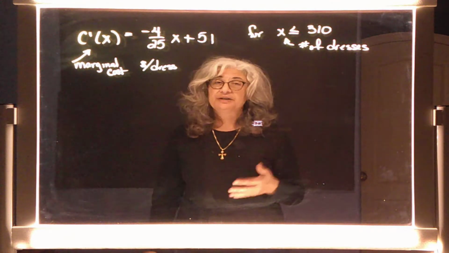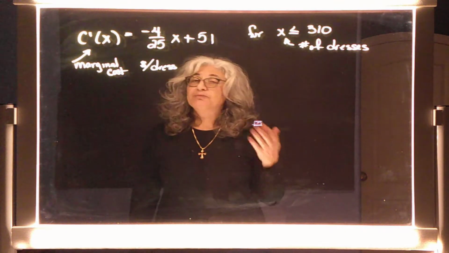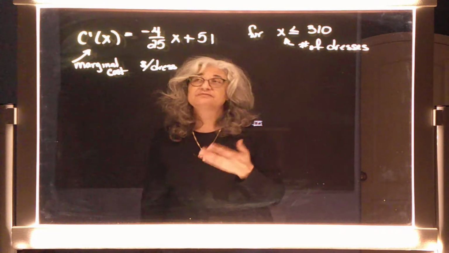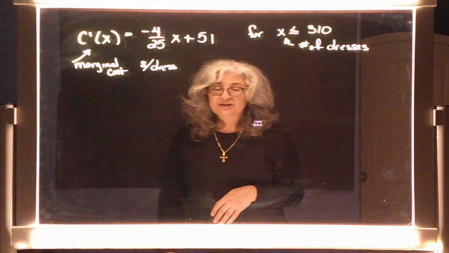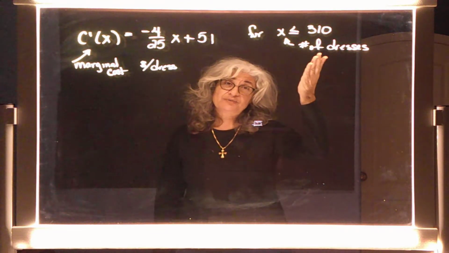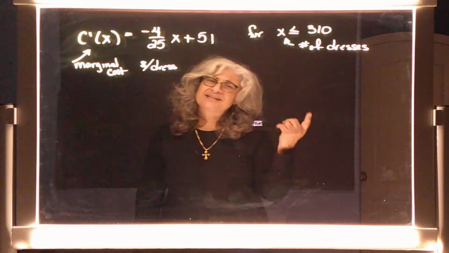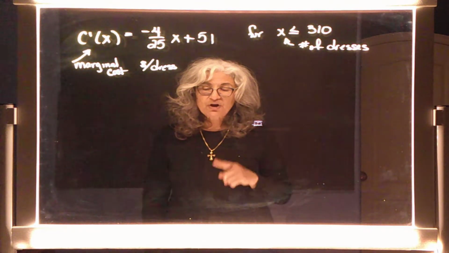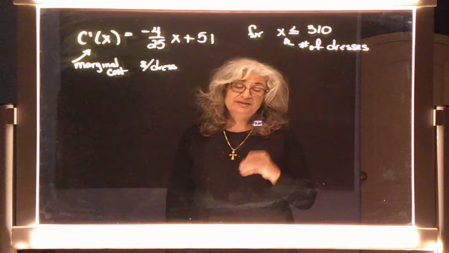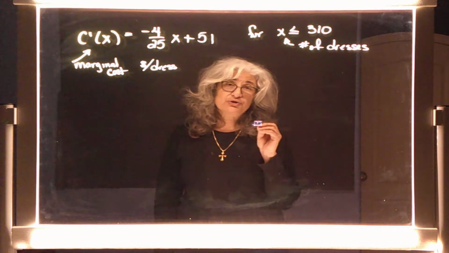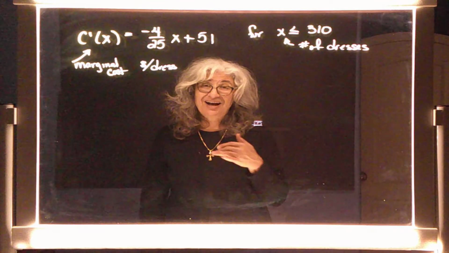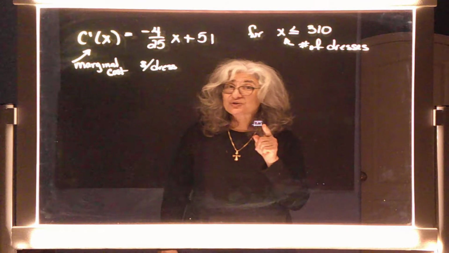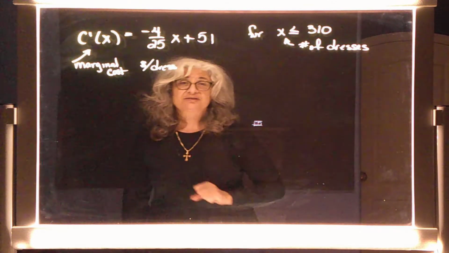We have a clothing company, once again a clothing company, that determines the marginal cost in dollars per dress. So our marginal cost is given by a derivative, negative 4/25 x plus 51, with a restriction that x has to be less than or equal to 310. What does x represent? Yeah, the number of dresses. Got it. And it says the total cost of producing the first 160 dresses is given by $6,112. And they want us to find the cost of producing the 161st through the 220th dress.